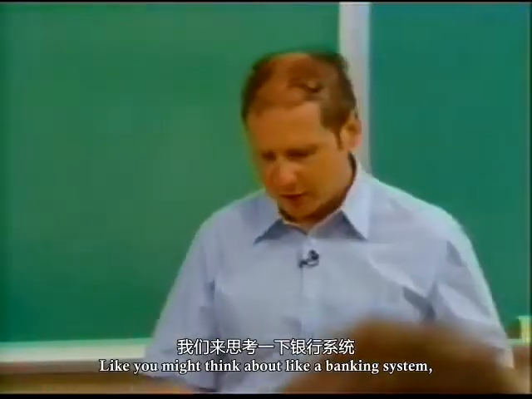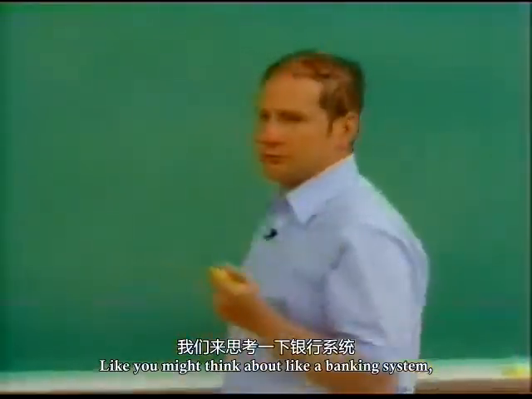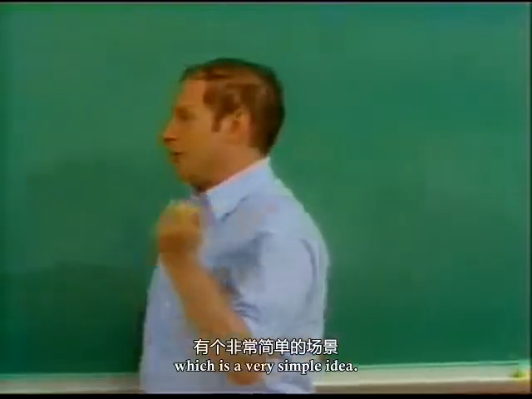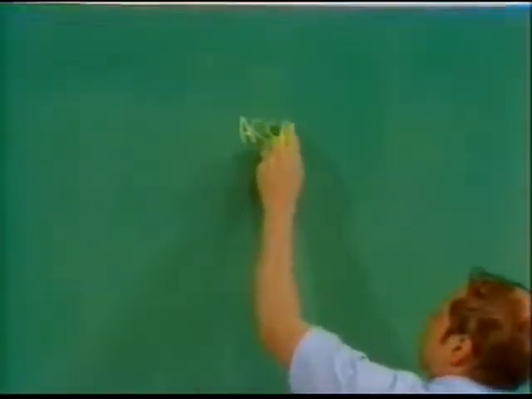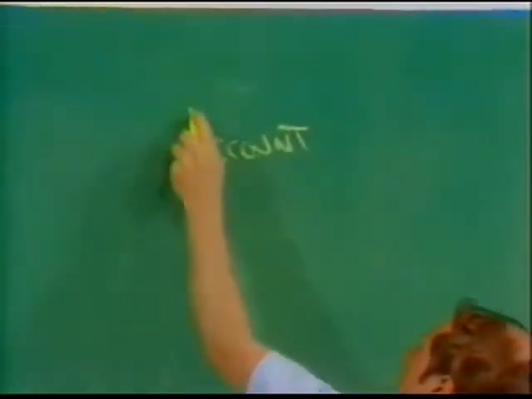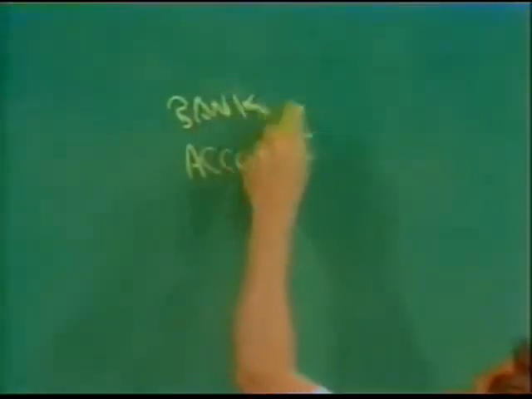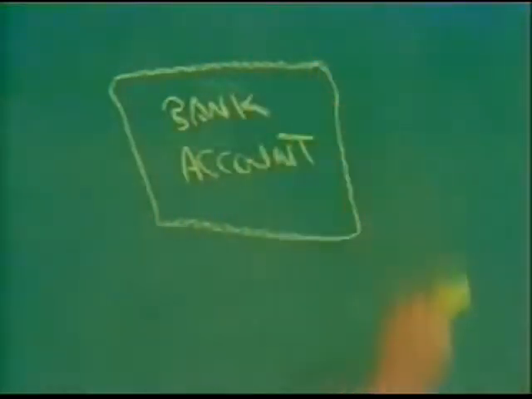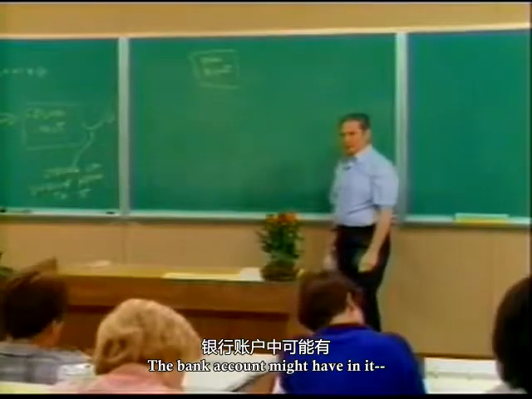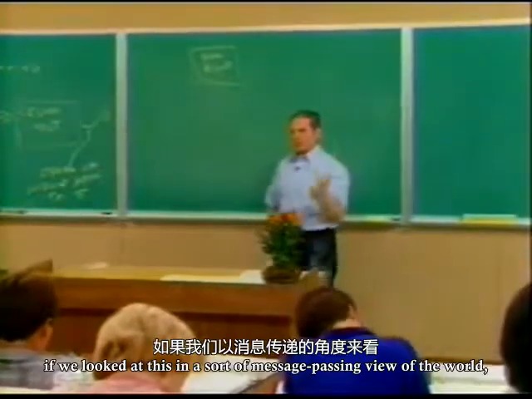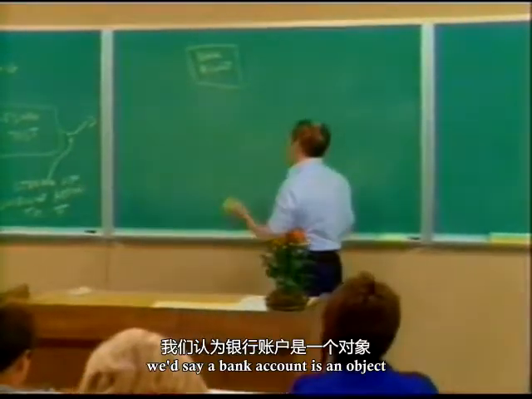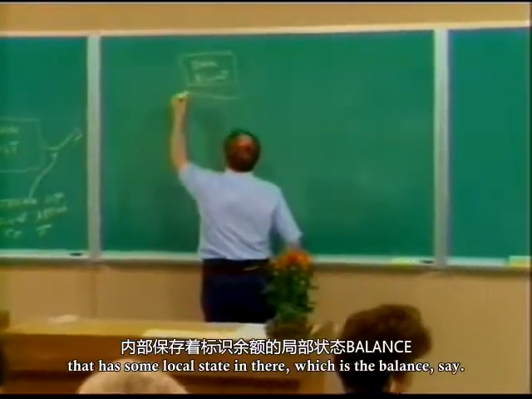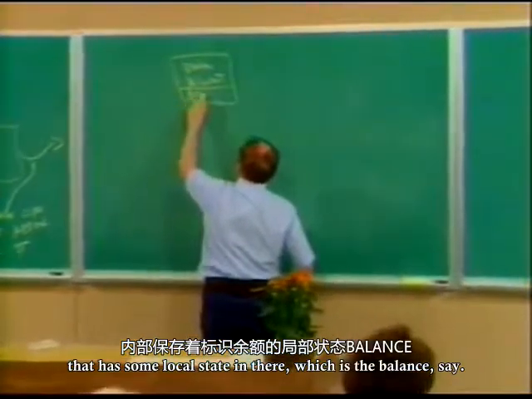Like you might think about a banking system. Right, just a very simple idea. Imagine we have a program that sort of represents a bank account. Right. If we looked at this in a sort of message passing view of the world, we'd say the bank account is an object that has some local state in there, which is the balance, say.